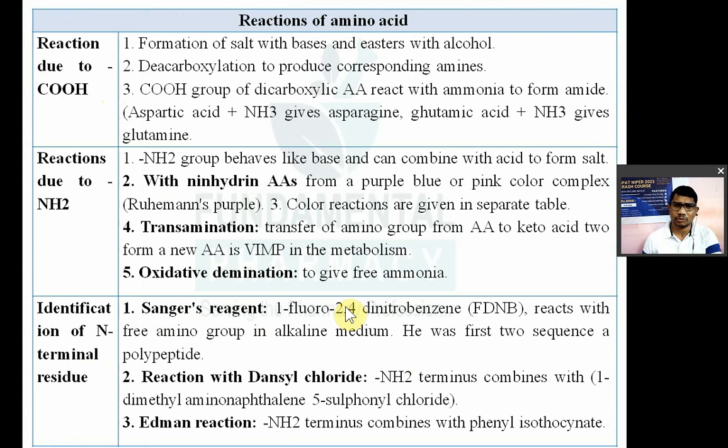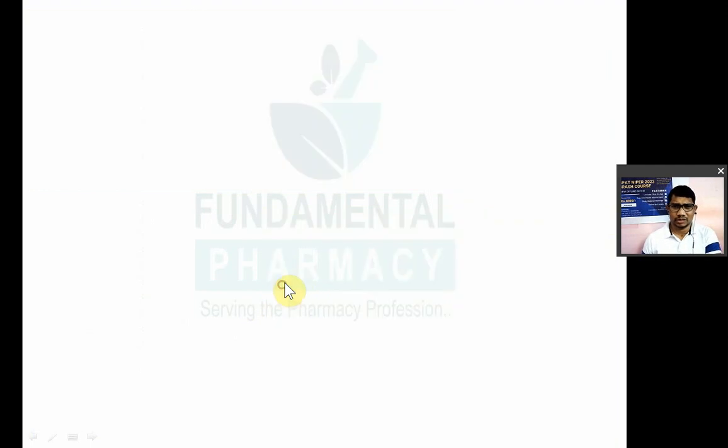Sanger's reagent is nothing but one fluoro-2,4-dinitrobenzene. You have to remember this reagent, a question can come. Then reactions with dansyl chloride, and Edman reagent is phenyl isothiocyanate. So these reagents are also used to determine the amino acid sequence in the protein. We have seen these reactions.